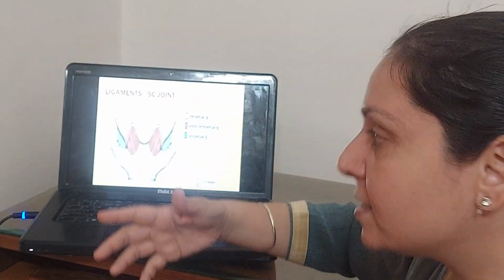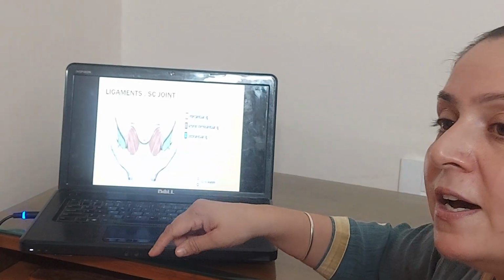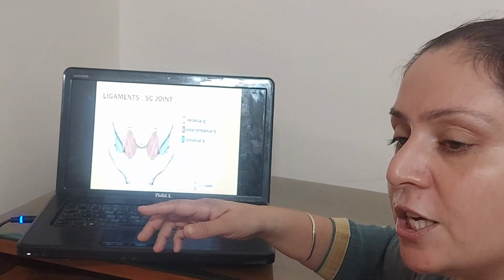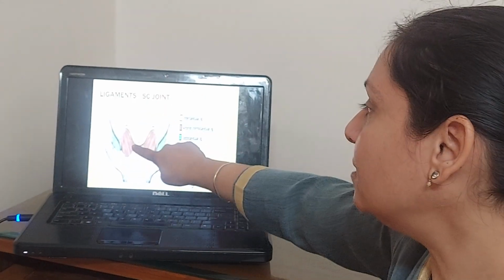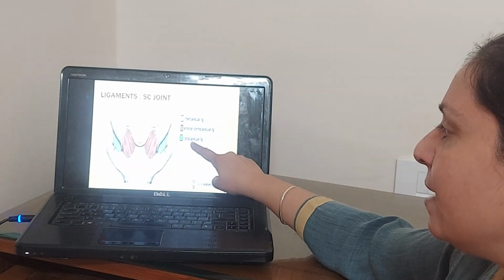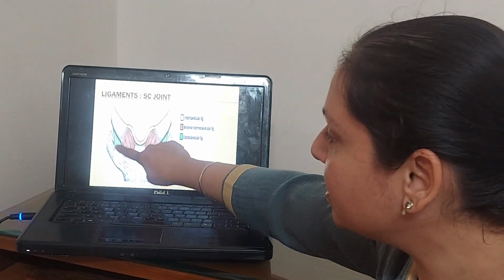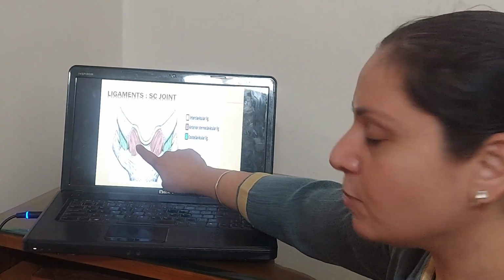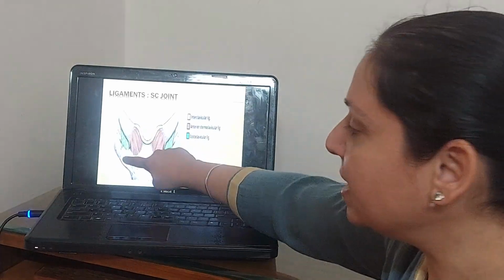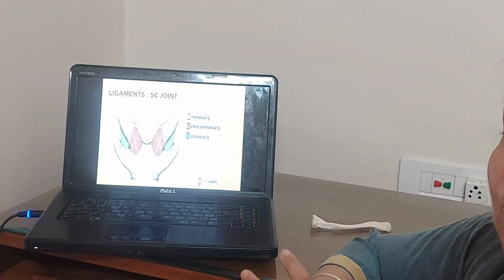So the anterior sternoclavicular ligament will prevent the anterior and the posterior translation of the medial end of the clavicle. The second ligament: this is the first rib and this is the clavicle. You can see this green image. The first one was the brown image. The second is the green image. If you can see for yourself, the second is the costoclavicular ligament.